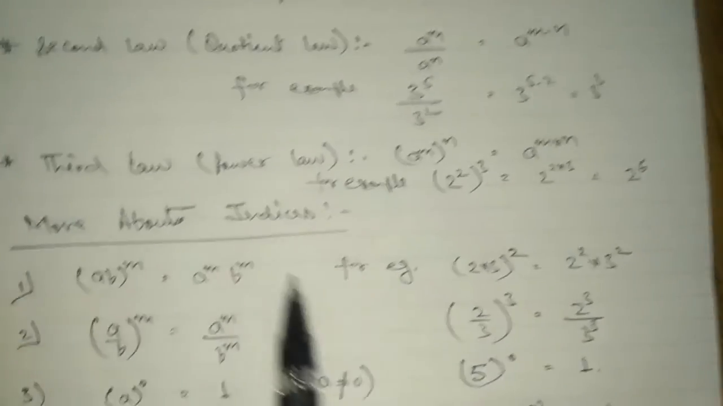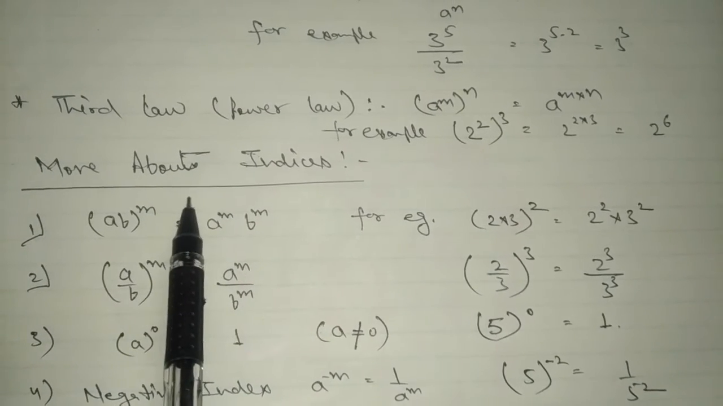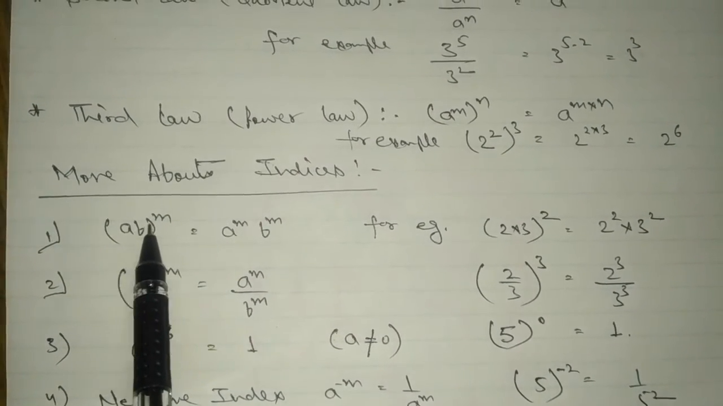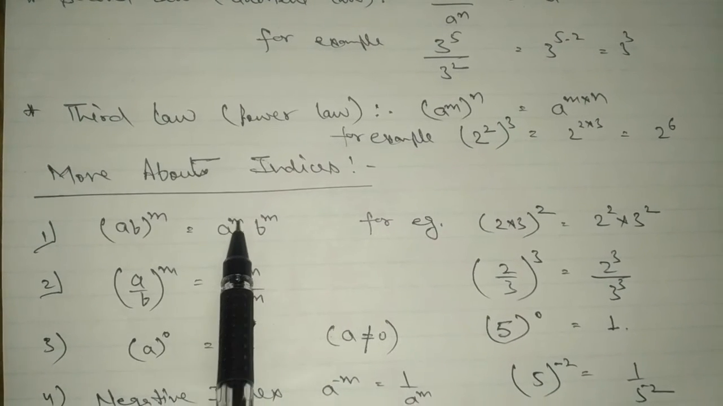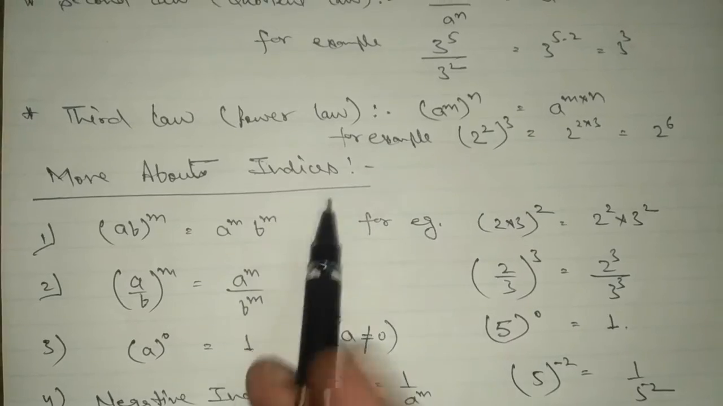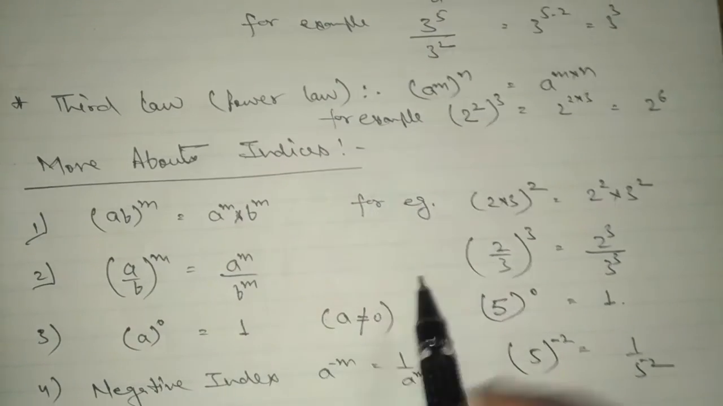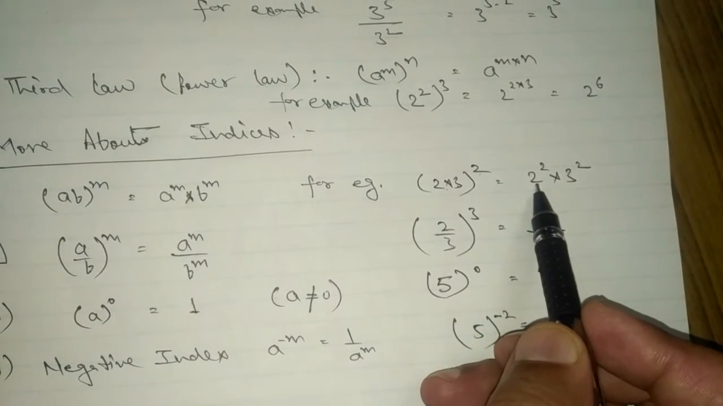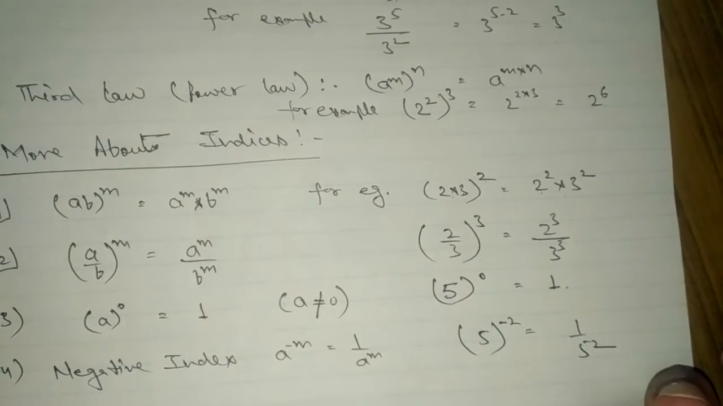Okay. Now more about indices, some other properties of indices. If it is given a into b to the whole power m, then if you write individually, you can write a to the power m into b to the power m. Here these two are in multiplication. For example, 2 into 3 to the power 2, so you'll have to write 2 to the power 2 and 3 to the power 2, then you can simplify.